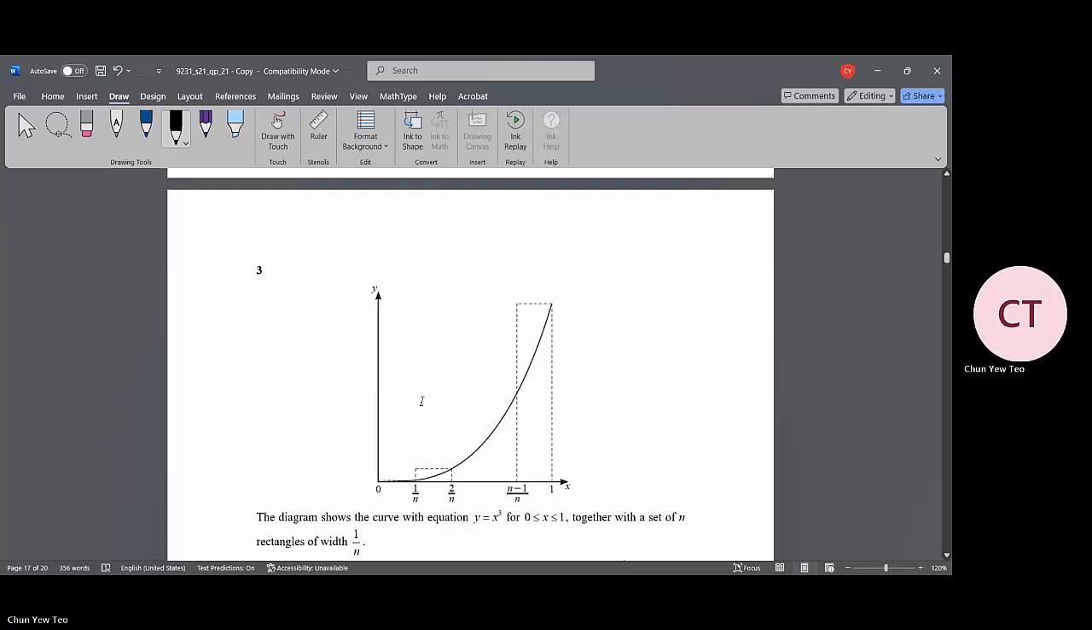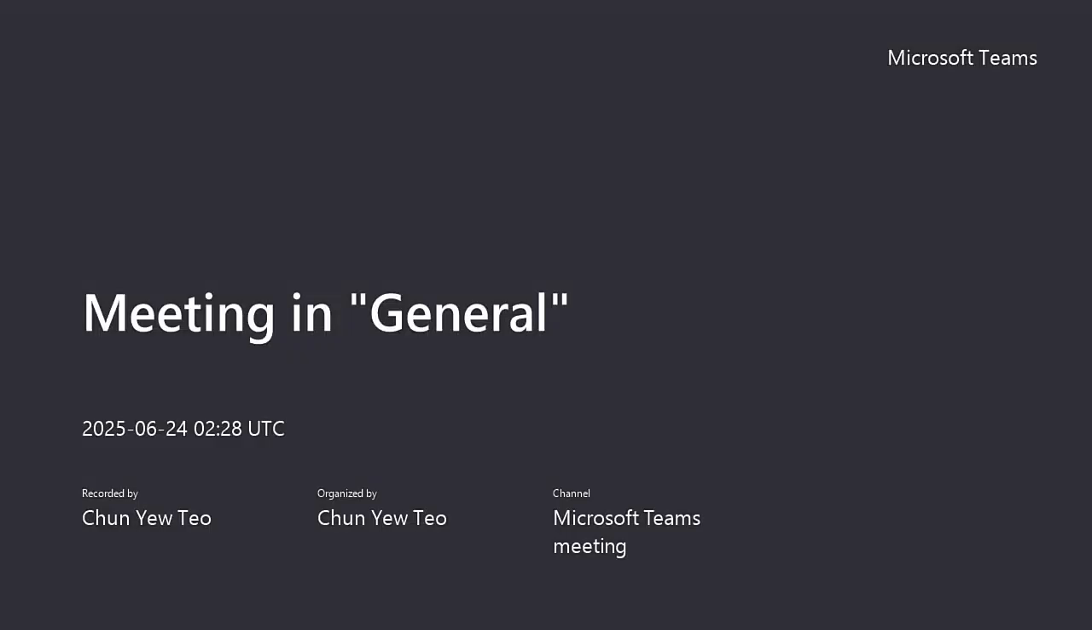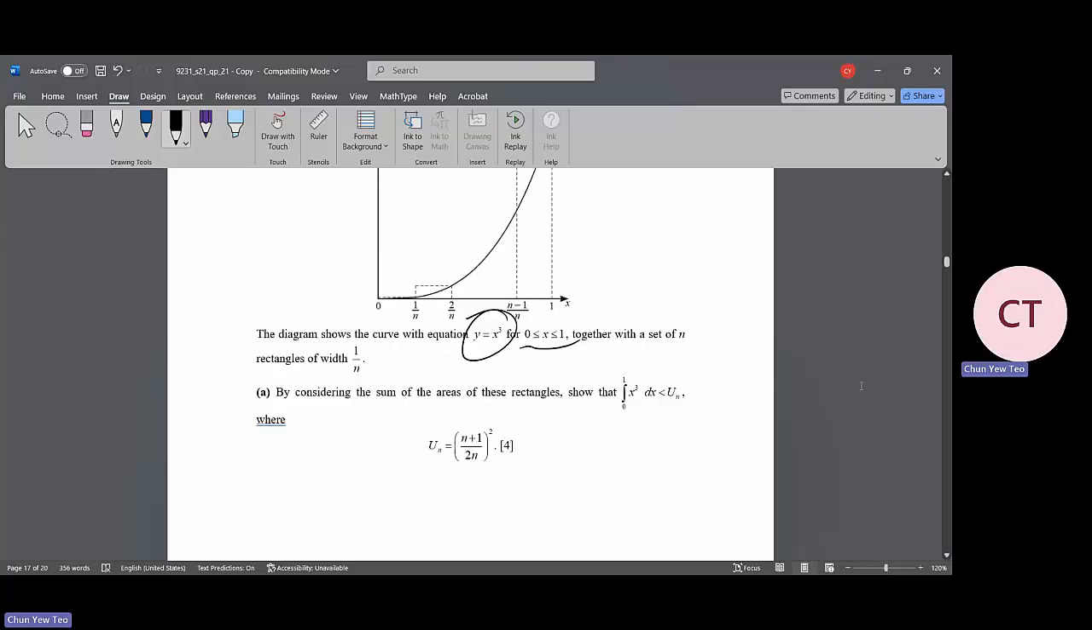Move on. We have question number 3. Over here shows the curve with equation y equals x cubed for x between 0 and 1 inclusive, together with the n rectangles with width of 1 over n. They want you to consider the sum of the areas of the rectangles, and show that the integration from 0 to 1 of x cubed is less than Un, where Un is the upper bound.